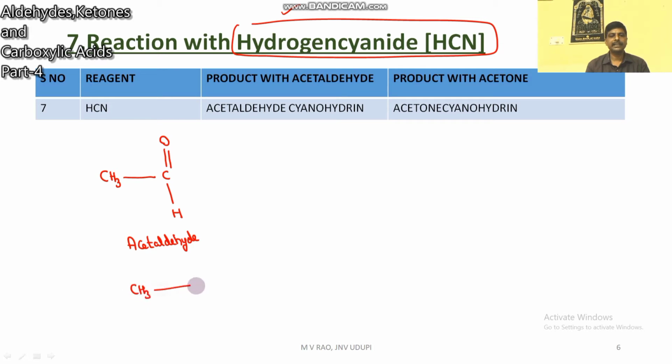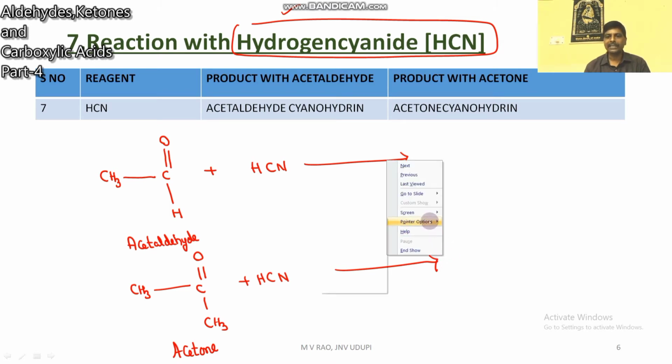CH3 C double bond O CH3. This is acetone. When acetaldehyde reacts with HCN, hydrogen cyanide. Similarly, when acetone reacts with hydrogen cyanide, what will be the product?